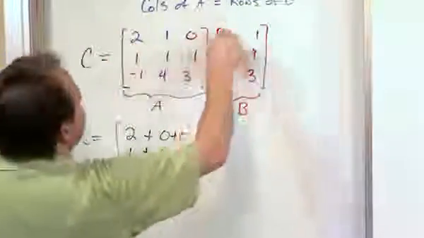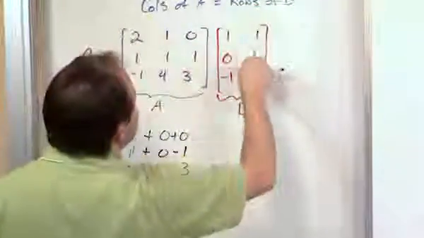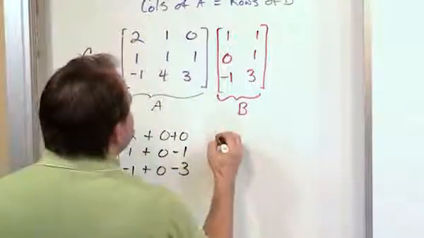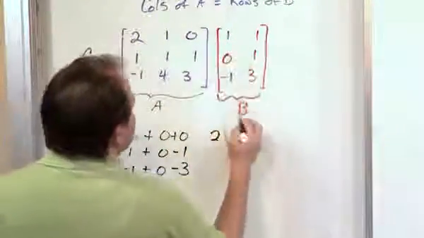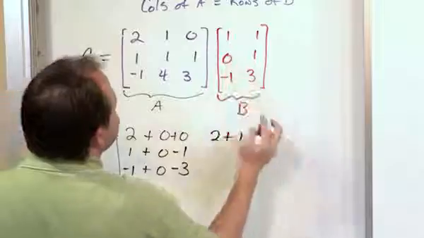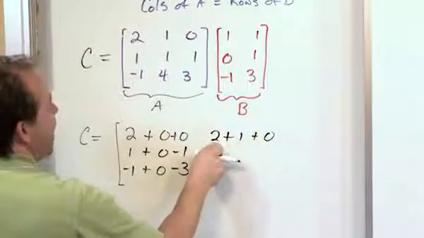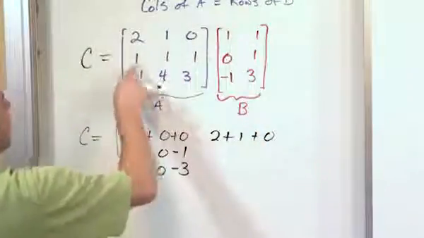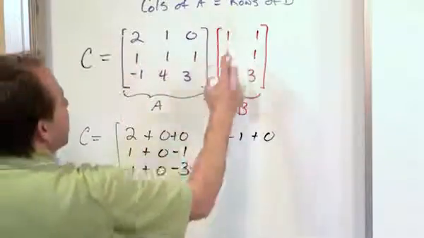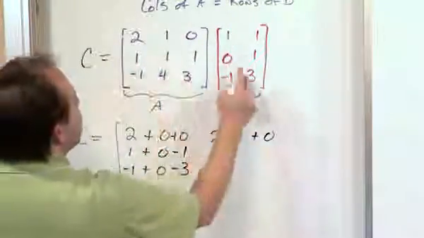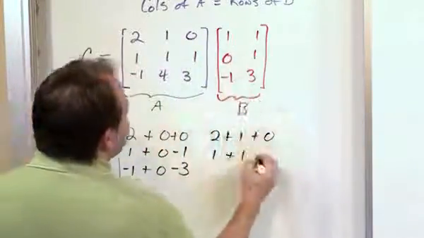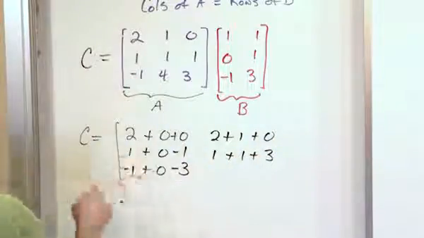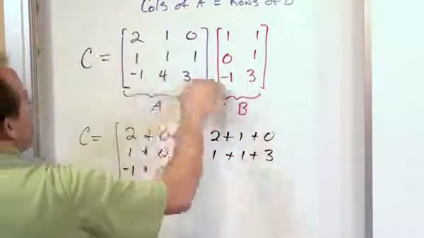So again, we go over and down, but now we go down the second column. 2 times 1 gives you 2, 1 times 1 gives you 1, 0 times this gives you 0. Again, we're adding everything up as we go over and down. Now we move to the next one. 1 times 1 gives me 1, 1 times 1 gives me 1, 1 times 3 gives me 3, again adding everything up. Finally, we go to the third row, over and down.